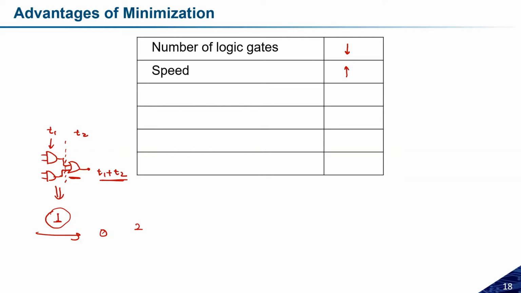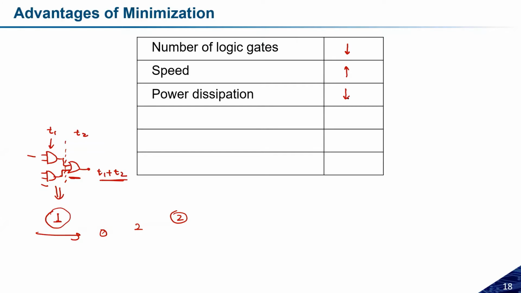Okay. The third advantage of minimization is the power dissipation. Let us try to see. Suppose initially I had 3 logical gates used to implement a function, and after minimization, let us assume I need only 2 logical gates. Each logical gate has its own power dissipation, so the total power dissipation will be added. If we have fewer logical gates, the total power dissipation will be less. So the power dissipation is going to reduce if you consider minimization. Okay, so this is important.